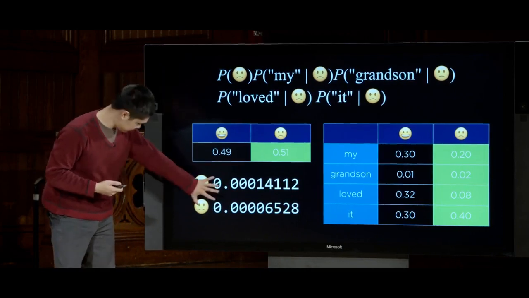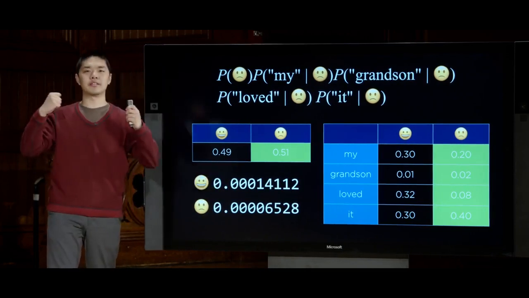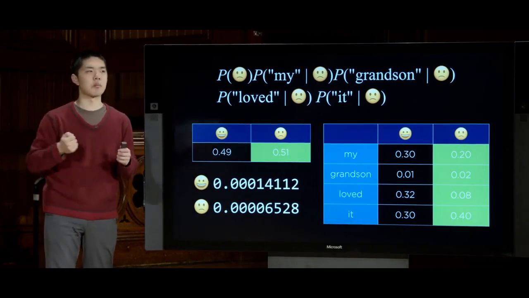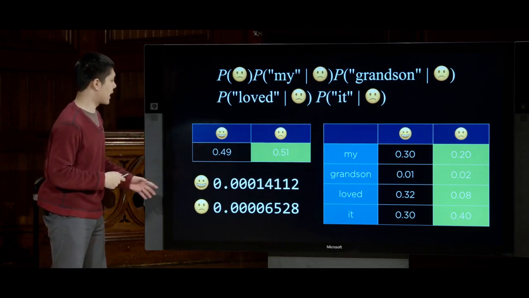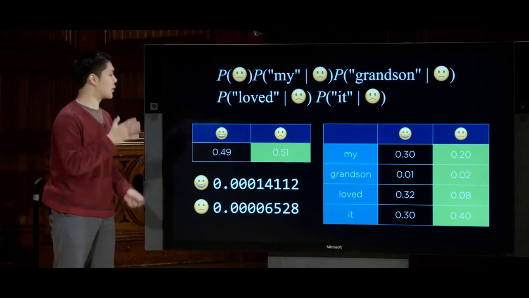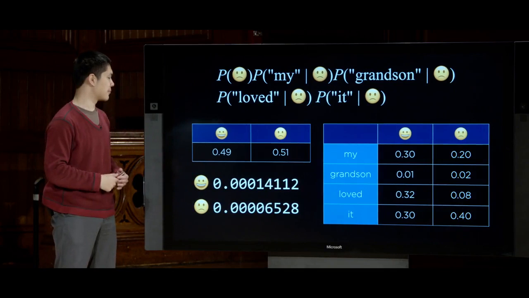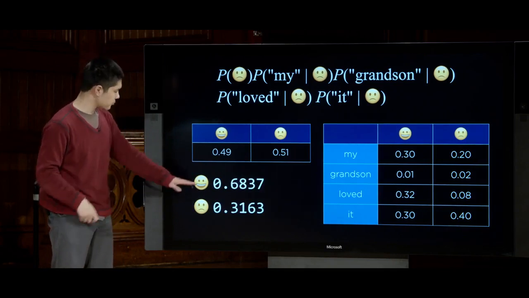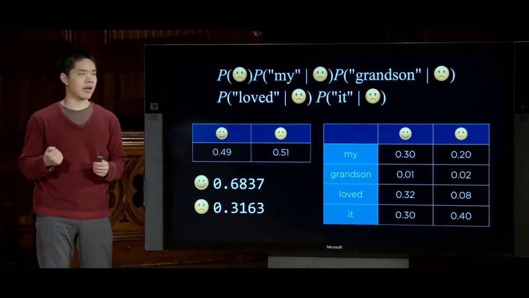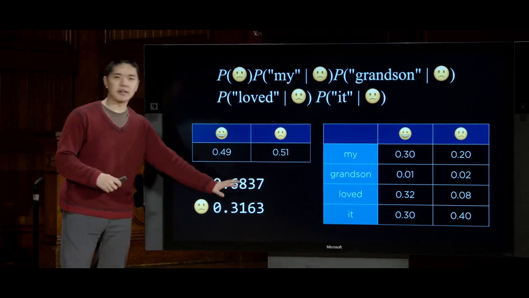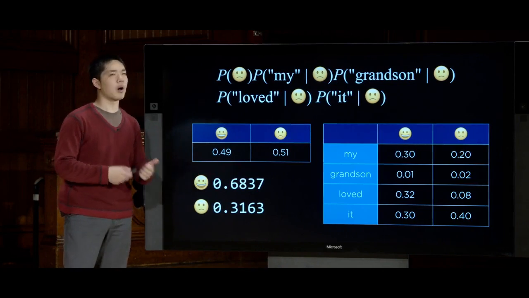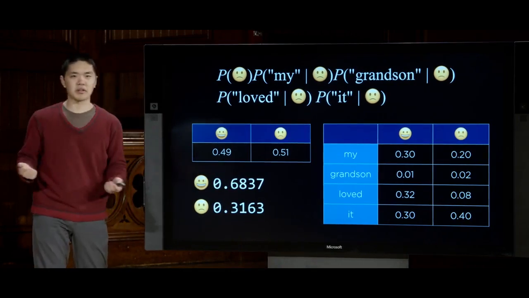What is meaningful is treating these two values as a probability distribution and normalizing them, making it so that both of these values sum up to 1, the way a probability distribution should. We do so by adding these two up and then dividing each of these values by their total in order to normalize it. When we normalize this probability distribution, you end up getting something like this. Positive 0.6837, negative 0.3163. It seems like we've been able to conclude that we are about 68% confident. We think there's a probability of 0.68 that this message, my grandson loved it, is a positive message. And why are we 68% confident?